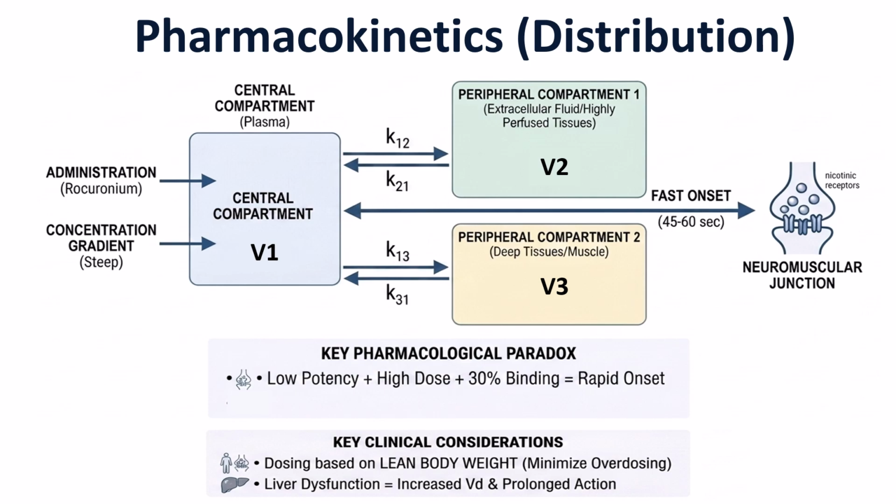Its rapid onset is explained by its relatively low potency compared with vecuronium. Because rocuronium is less potent, a larger number of drug molecules must be administered to produce the desired effect. This creates a high concentration gradient, allowing more free drug molecules, together with its relatively low plasma protein binding of about 30%, to rapidly reach the neuromuscular junction and occupy nicotinic acetylcholine receptors, particularly in the diaphragm and airway muscles.